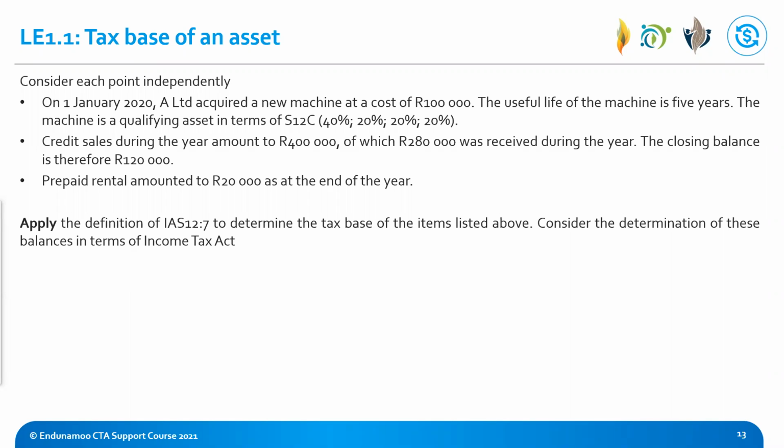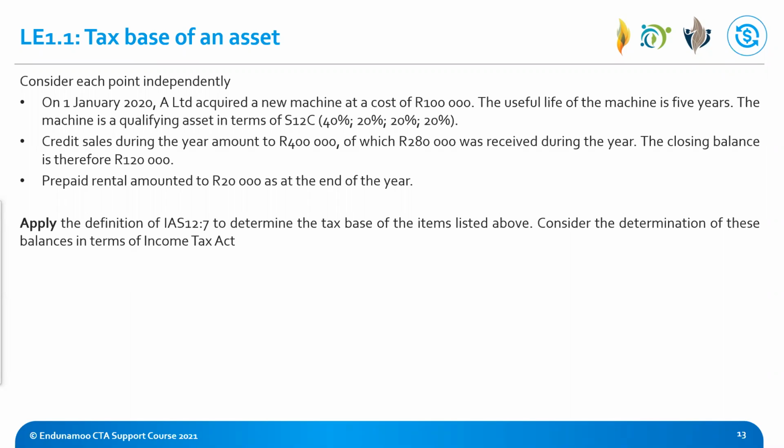So let's read. We are told that on 1 Jan 2020, A Limited acquired a new machine at a cost of 100,000. The useful life of the machine is 5 years. The machine is a qualifying asset in terms of 12C, meaning that it gets 40% deduction of the cost in the first year, 20% in the next year, and so on. Credit sales during the year amount to 400,000, of which 280,000 was received during the year. The closing balance is therefore 120,000.